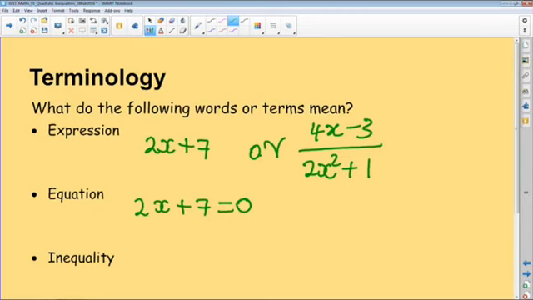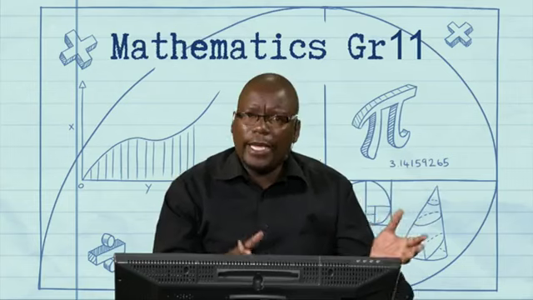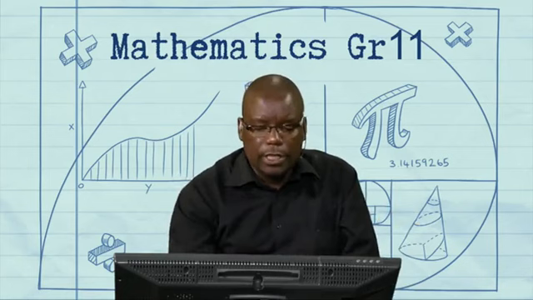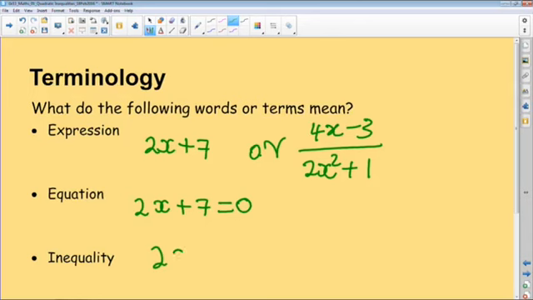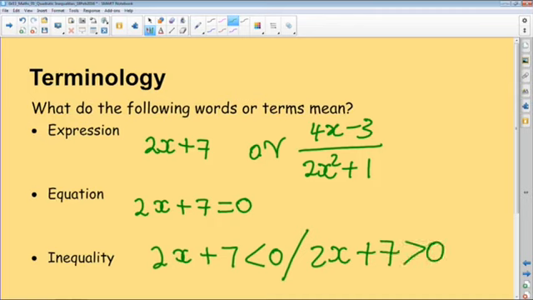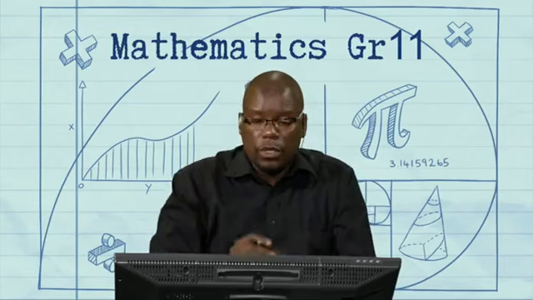Now we look at your inequality. We'll work through these things throughout. From grade 8, 9, and 10, you've been doing these things, but let's just recap again. 2x plus 7 less than 0, or 2x plus 7 greater than 0. That's an inequality. The inequality has an inequality sign, an equation has an equals sign, and your expression does not have an equals sign.